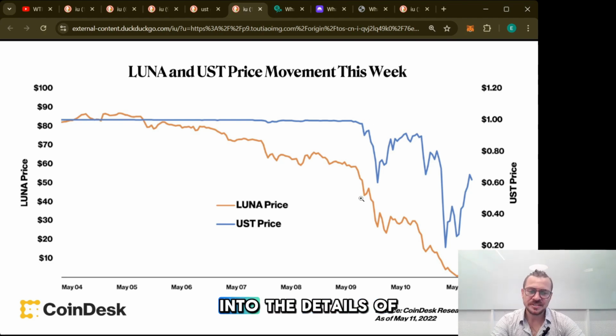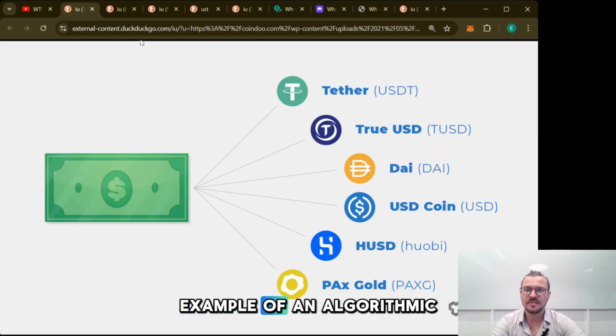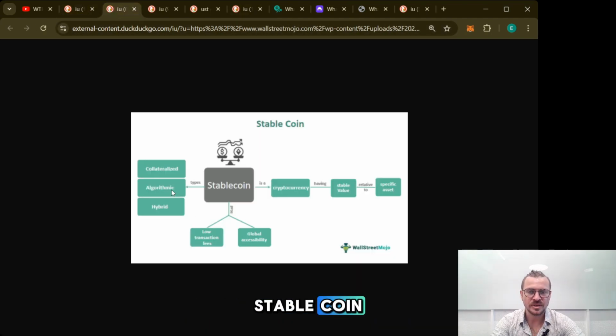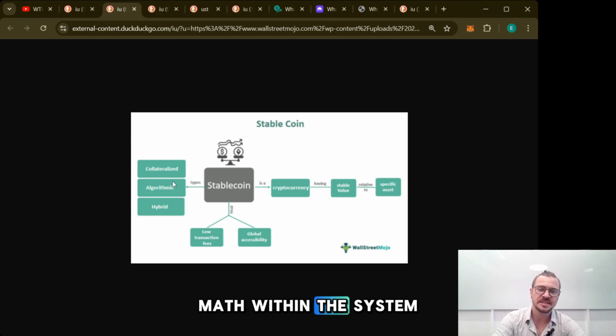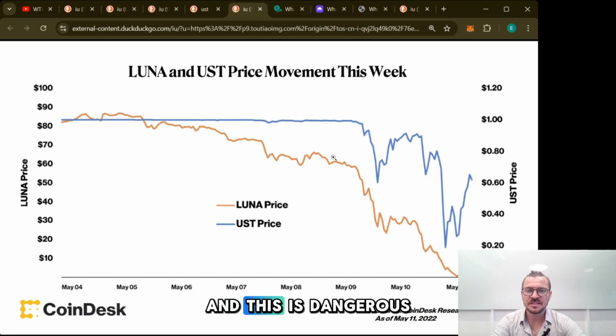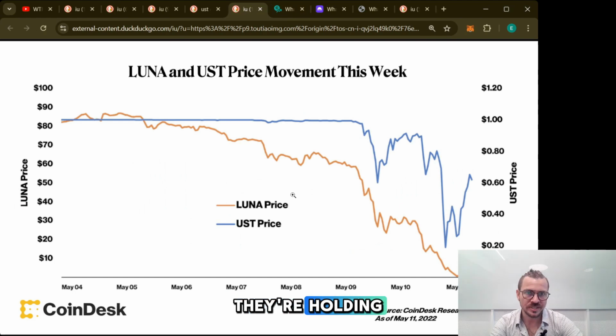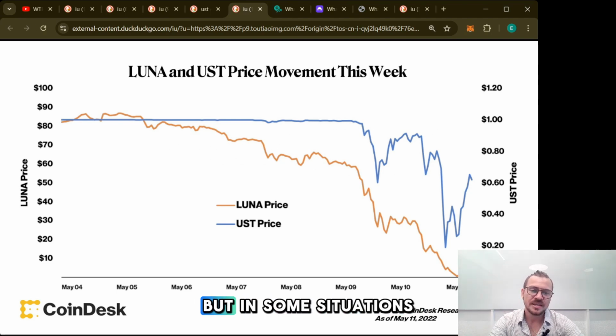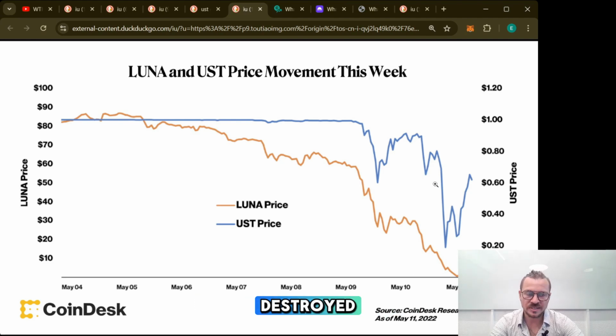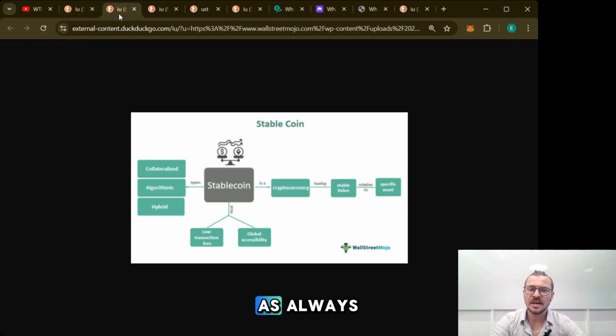I'm not going to get into the details of this, but this is an example of an algorithmic stablecoin. They're using the math within the system to keep the value up. And this is dangerous because they actually don't have anything they're holding. All they're doing is trading reputation. People believe that this will still maintain value, and so this gives it value. But in some situations that reputation can be destroyed, which means the value of the US dollar stablecoin is destroyed at the same time. So that's something to think about if you're going to be buying stablecoins.